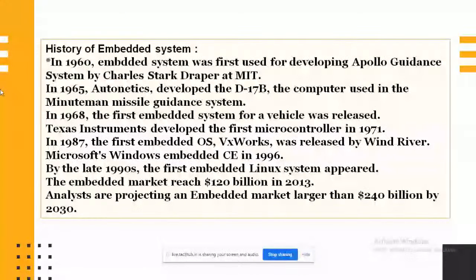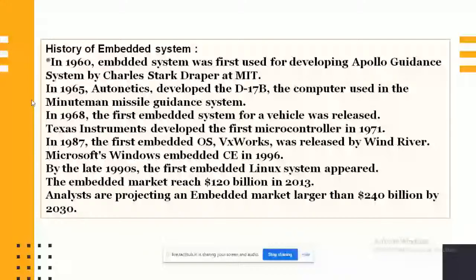See, embedded system is not new to the society itself. It has a long history. So you are visualizing some glimpses of the history. In 1960, embedded system was first used for developing the Apollo guidance system at MIT. Then 1965, 1968, 1987, we have various applications from 1960 to 2020. So it's a long journey of 60 years.